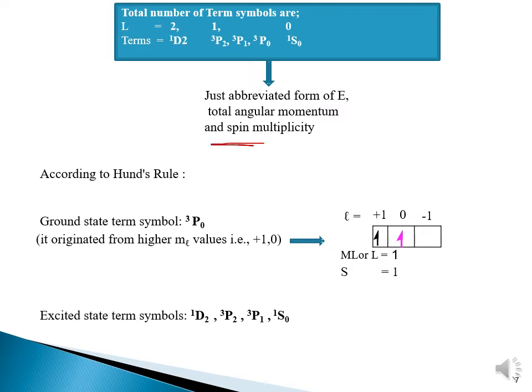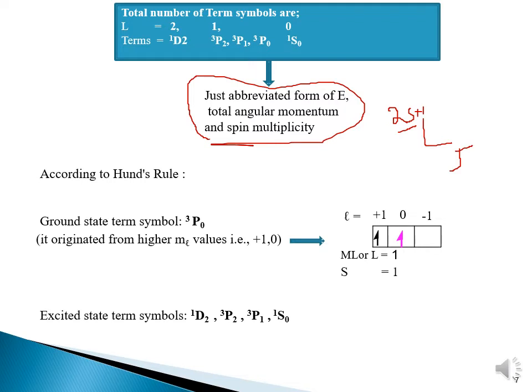Actually, what is a term symbol? It is the abbreviated form of energy level, total angular momentum, and spin multiplicity. How? Total term symbol is equal to 2S plus 1 in the left corner. Just put this spin multiplicity in the left corner. Here is the J value.